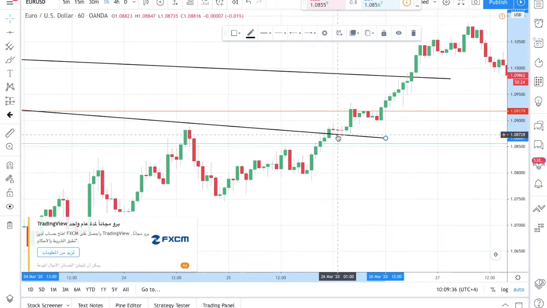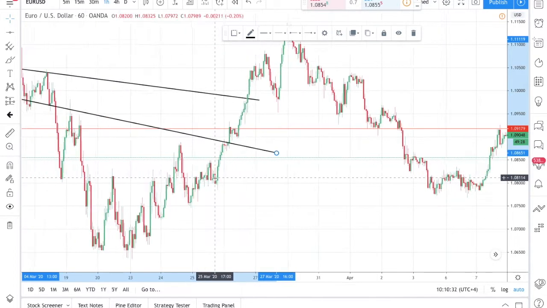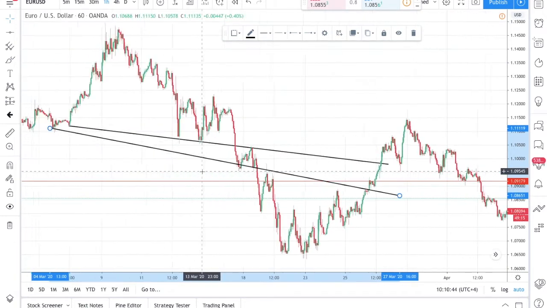We have to open a buy order here. Why? Because this is our support line. In a support line, we open a buy order. So we open a buy order here, and look at the market how nicely it went up. Okay, guys. So this was the second example that I wanted to share with you. So I explained to you two support trend lines, and one resistant trend line.